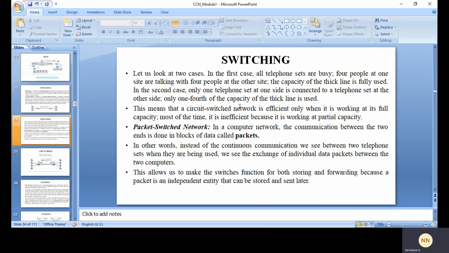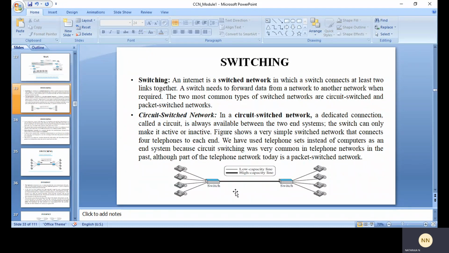Let us look at two cases. In the first case, all telephone sets are busy. 4 people at one side are talking with 4 people at the other side, so all the calls are busy. The capacity of the thick line is fully used. In the second case, only one telephone set at one side is connected to a telephone set at the other side. Only 1/4 of the capacity of the thick line is used. That is the difference between the high capacity line and the low capacity line.